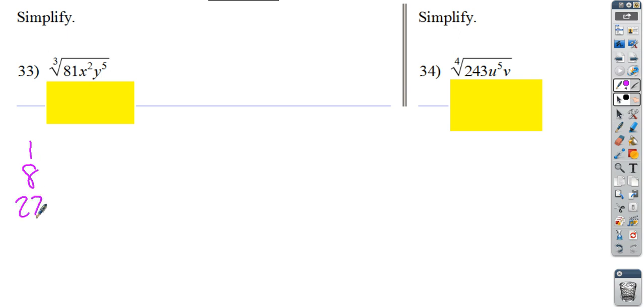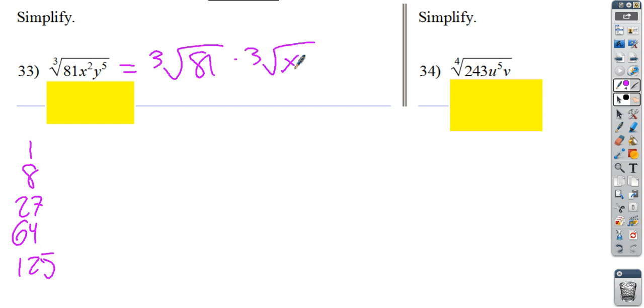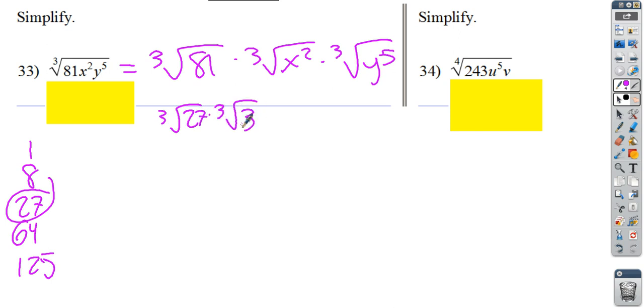So here are the perfect cubes right here. We want to see which of these come out of 81. So let's do the cube root of 81 times the cube root of x squared times the cube root of y to the 5th. The cube root of 81, you might notice that 27 goes into 81. It happens to be 27 times 3. I can't simplify x squared, but I could pull out what power would work with a cube root. I could pull out from y a y to the 3rd. So we could write it like this.